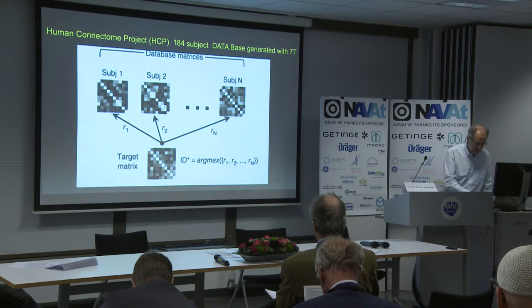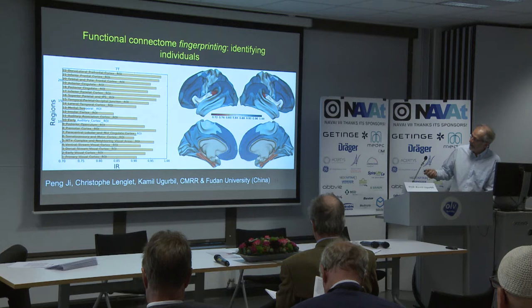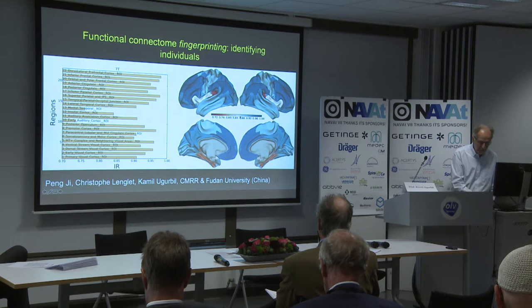This is 7 Tesla data, and this is the identification rate coming from different regions. Some of these regions, you can see that you have better than 95%, 97, 98% success rate in identifying the individual. And these are the regions where the identification is really very high, so the frontal areas and the parietal areas, for example, seem to do very well.